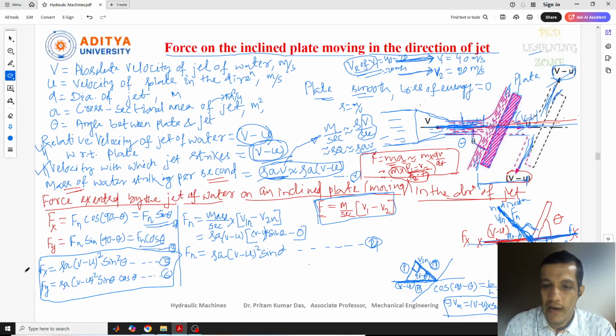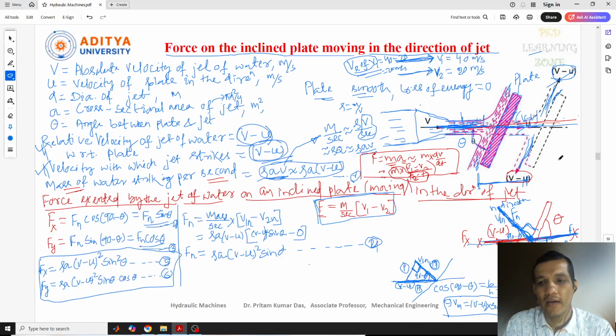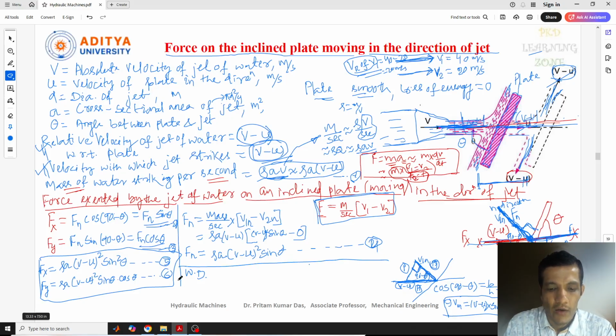Now, when the plate was in stationary condition, that is a different case. When the plate is moving, that means after the jet strikes the plate, the plate started moving. So there is a movement, that means some distance moved by the plate. That means we need to find out some work done. So here again, one more point we need to find out. This is nothing but work done per second. Work done per second by the jet on the plate.